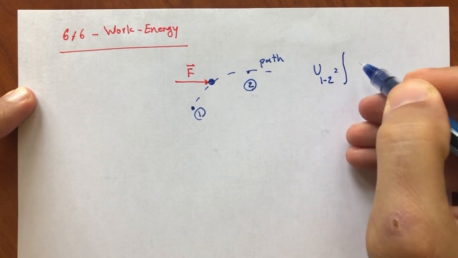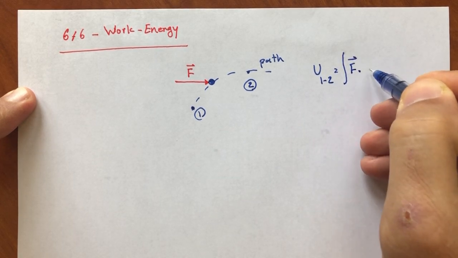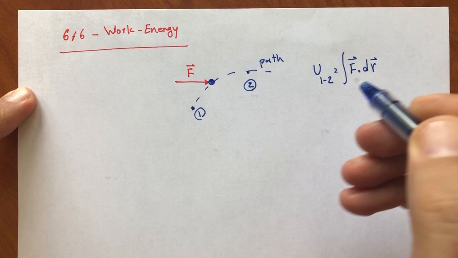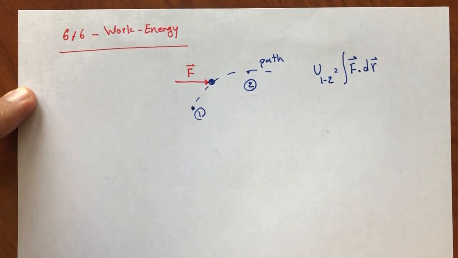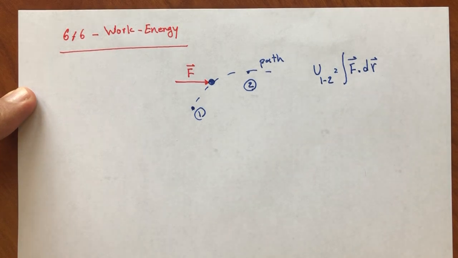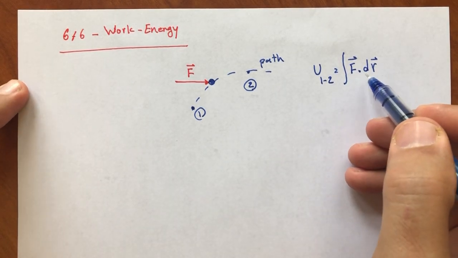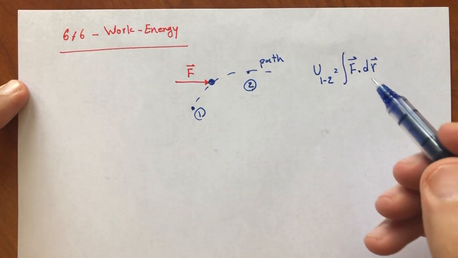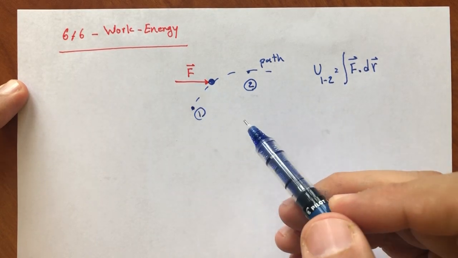It's going to be the integral of F dot dr. And r shows the location of this particle, and dr means the movement on this path. So by integrating F dot dr, we are able to find the work of this force.